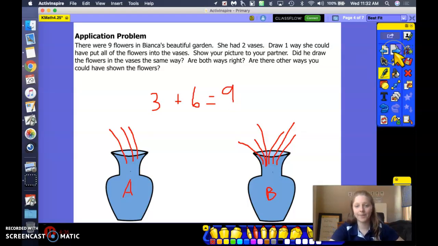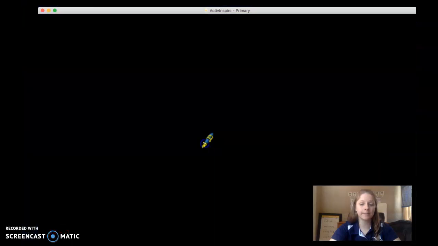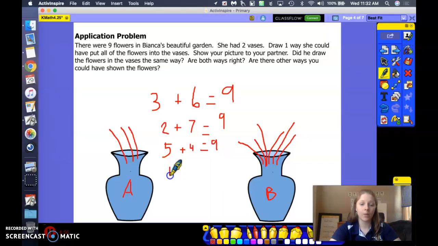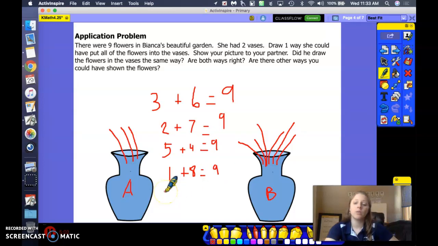9. Good job. And again, you could have had a different vase and flower situation and drawing. You could have had 2 and 7 equals 9. You could have had 5 and 4 equals 9. You could have had 1 and 8 equals 9. So those are the options that you could have had to make the number 9 in your two different vases.